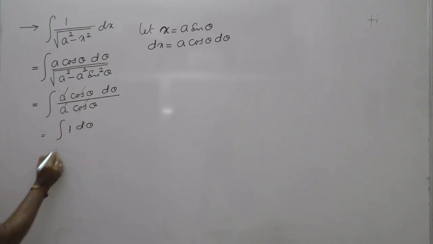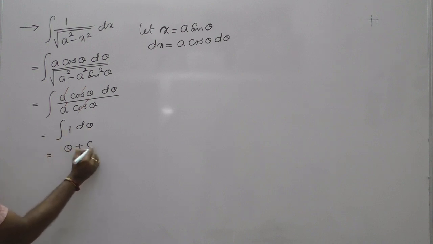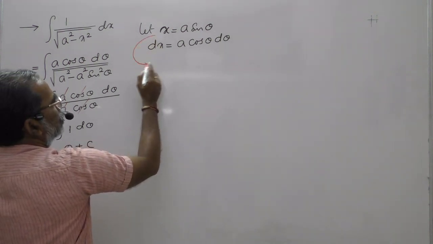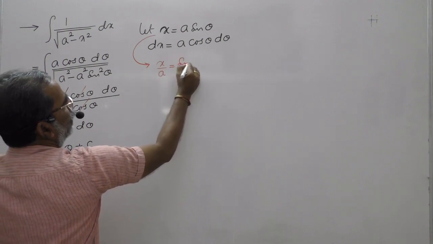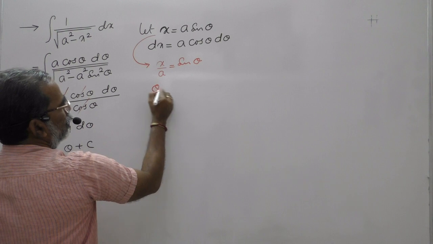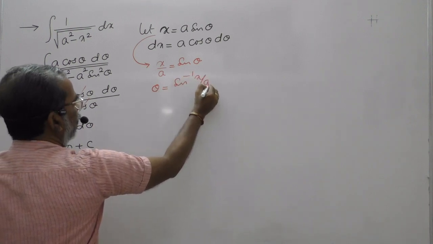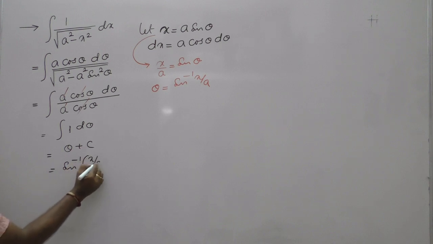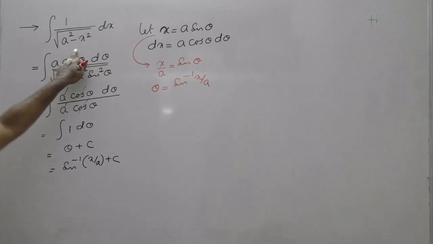What is the integral of 1 with respect to theta? It is theta plus c. But theta is not given in the question, so from this I have to find theta. x by a is equal to sin theta, so theta equals sin inverse of x by a. If I write theta here, this is sin inverse of x by a plus c. This is the integral of this.